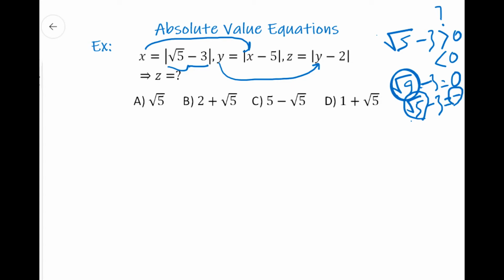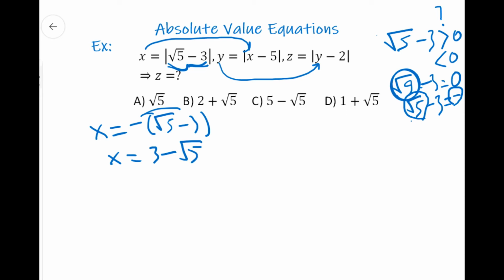So right now, the inside of the first term, okay, is negative. How are we going to make it positive? We'll just put negative in front of it. So we're going to have x as negative square root of 5 minus 3. And if you distribute this negative into the parentheses, then we're going to have x as 3 minus square root of 5, guys. And now we're going to put that value here.